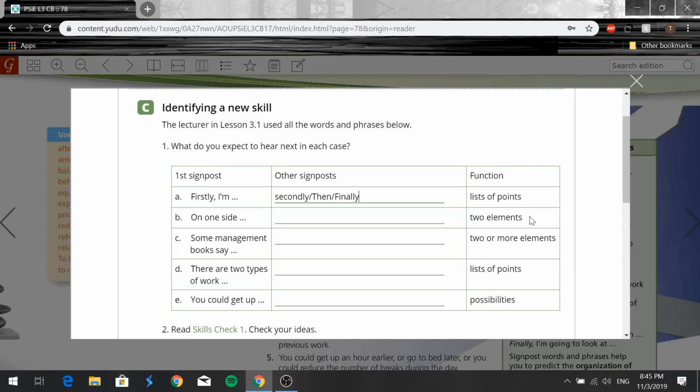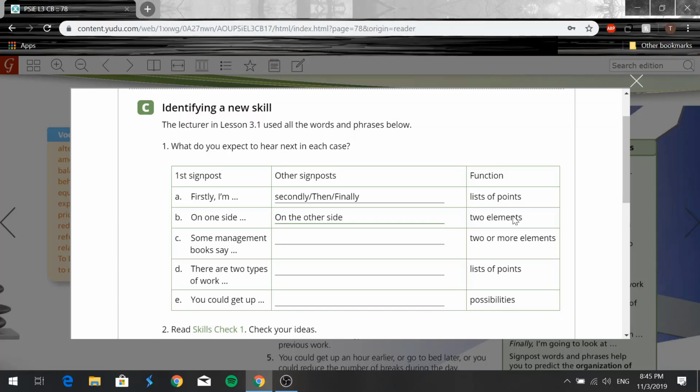Then we have B. On one side, dash, dash, dash, and I can say on the other side, and I'll keep going. This signpost here is basically used to tell 2 points or elements, right?